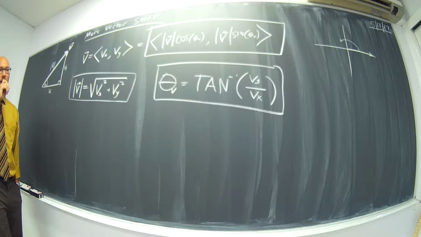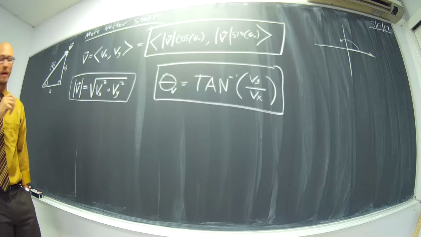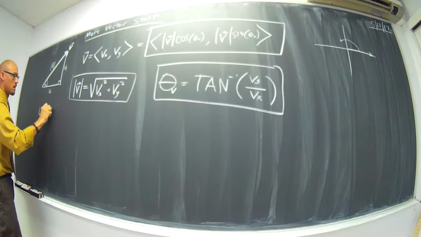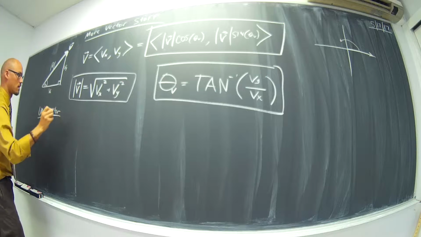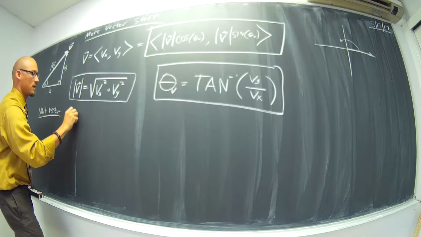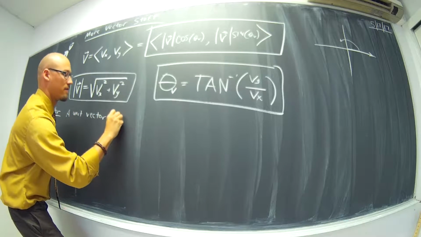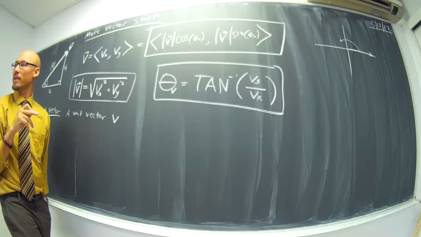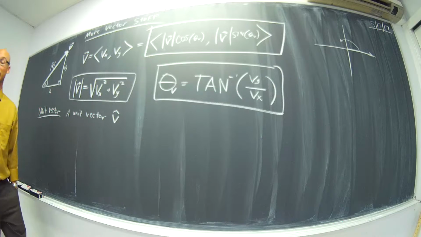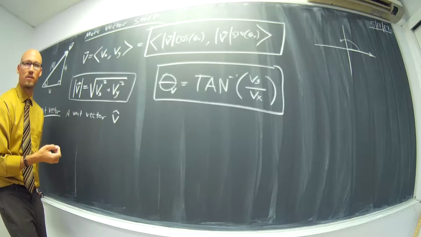Now I'm going to tell you that a unit vector, we'll write a definition of this. A unit vector v, now instead of putting an arrow over it to indicate that it's a vector, we're going to put a little hat on it to indicate that it's a unit vector. A unit vector v hat, and that's what it's called. It's called v hat.